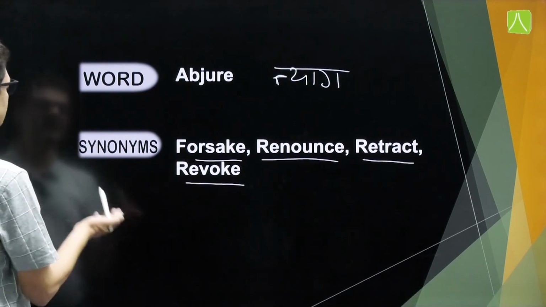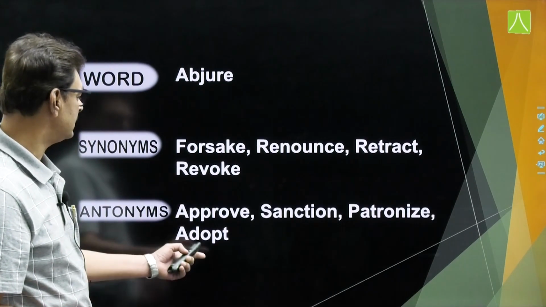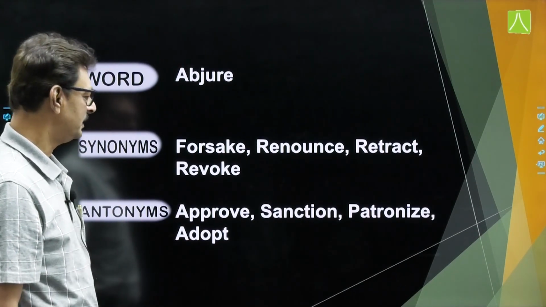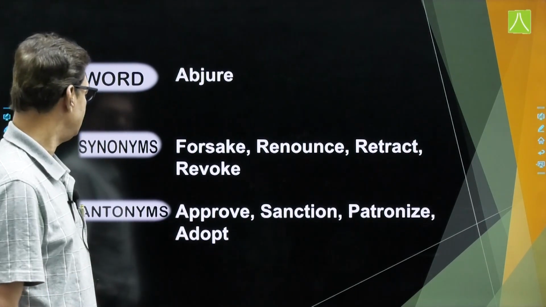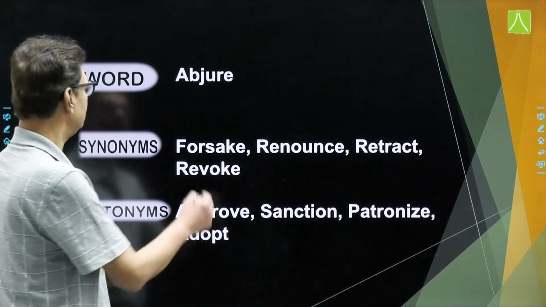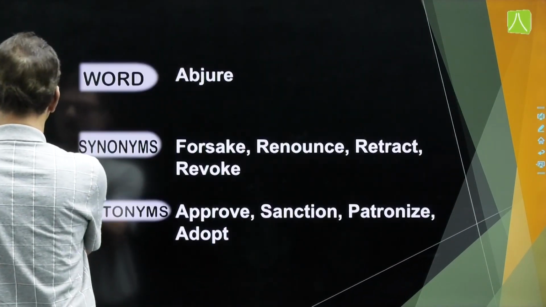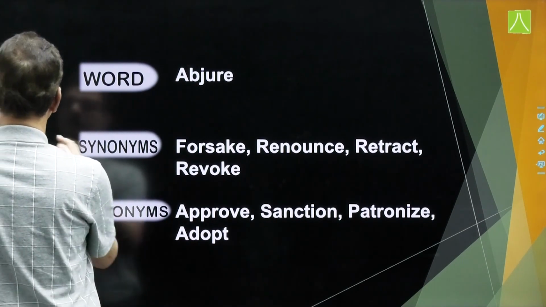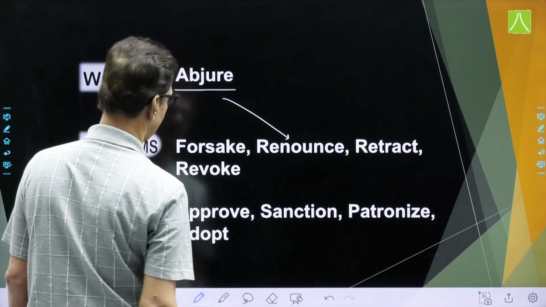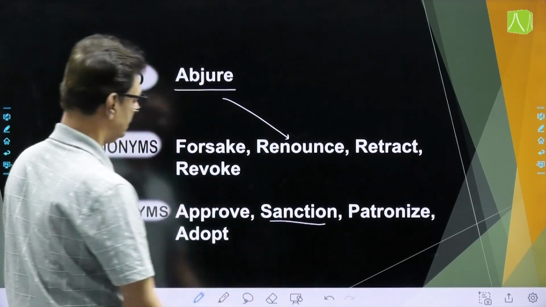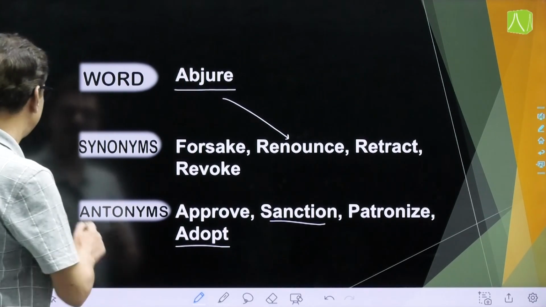And what will be the opposite? अपनाना, that is approve, sanction, patronize or adopt. These will be the antonyms for this word abjure. Yes, so abjure is renounce, and sanction or adopt will be the antonyms of this word.